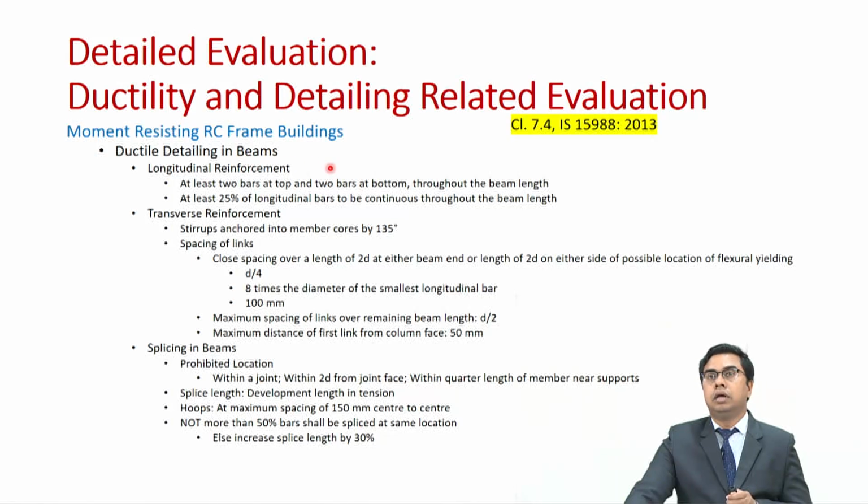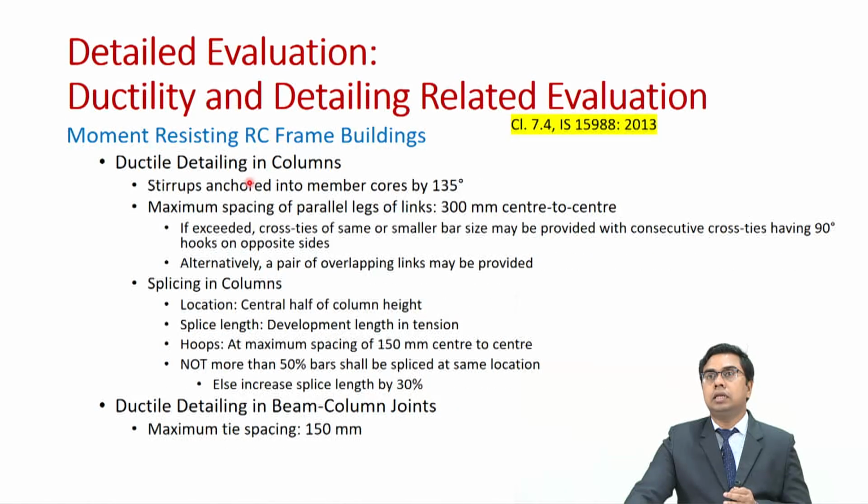Now let us look into ductile detailing in columns, again related to stirrups, which need to have a hook of 135 degree and the maximum spacing of parallel legs of the links should be 300 mm center to center.